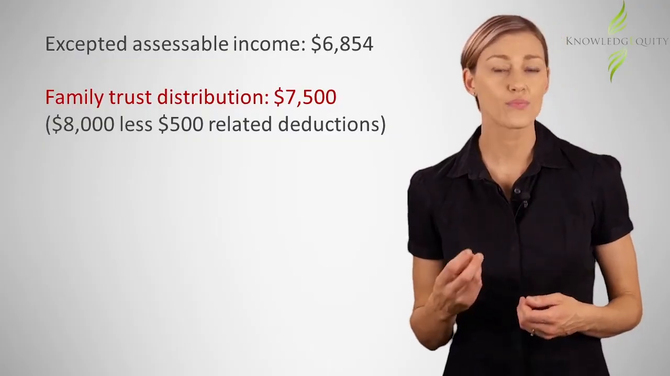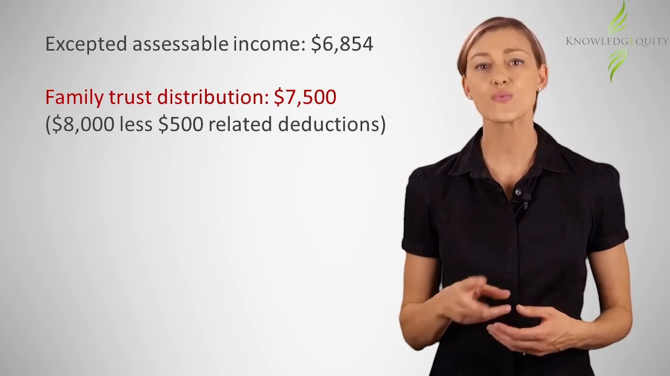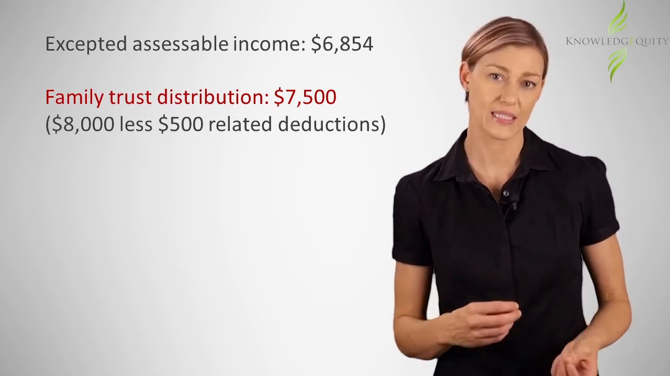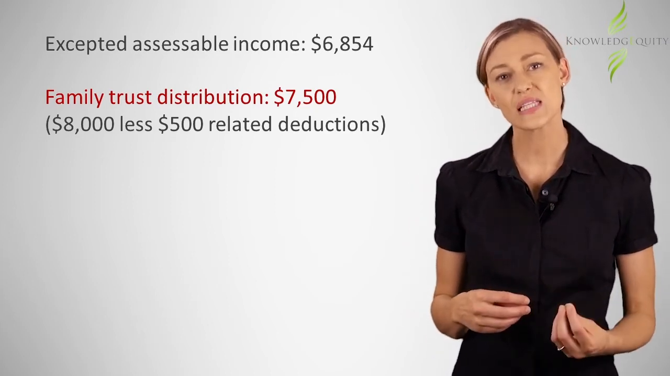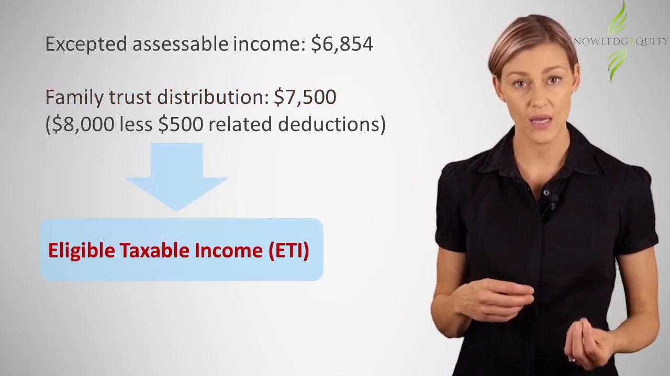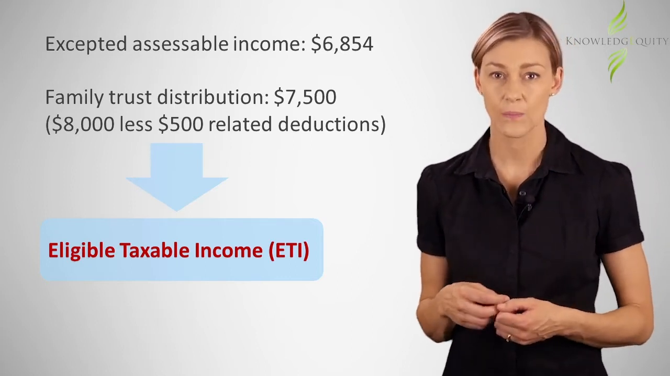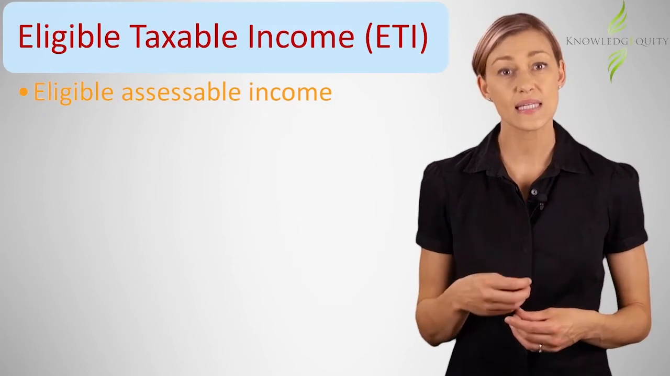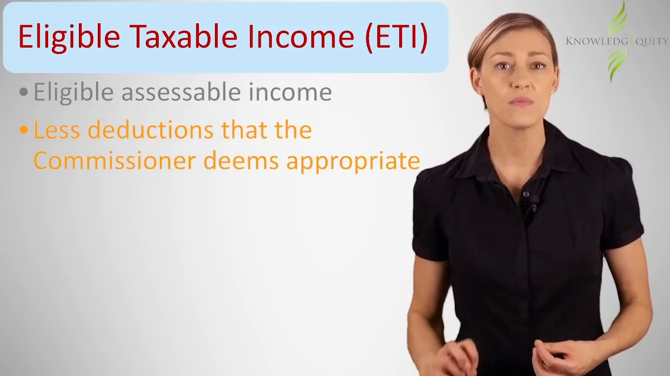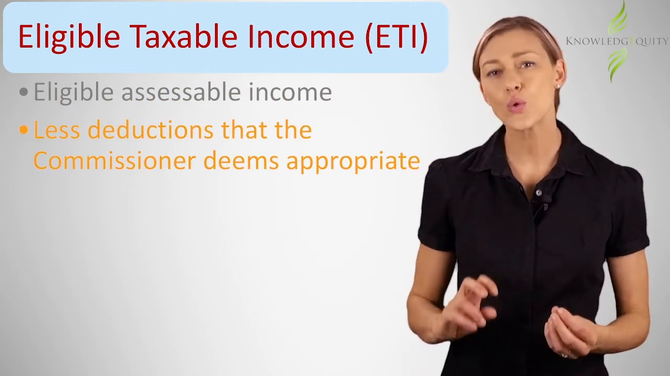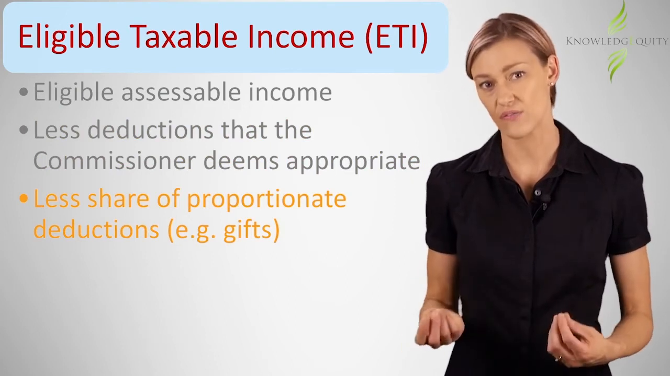Sarah's other income comprises the distribution of $8,000 from the family trust, which is reduced by the $500 of related deductions. This leaves $7,500, which is classified as eligible taxable income, or ETI, for the purposes of Division 6AA. The eligible assessable income of a prescribed person could also be reduced by what the Commissioner considers appropriate and also by any share of proportionate deductions, for example gifts.